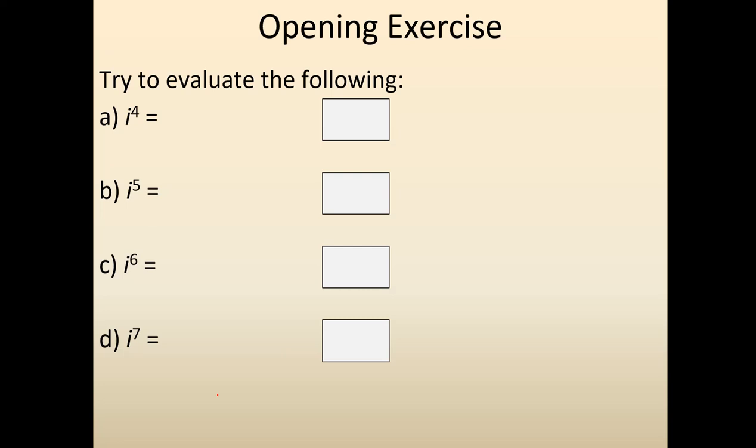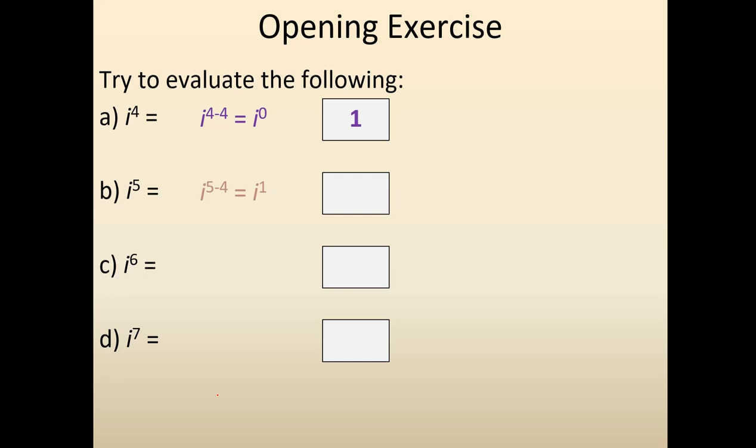So we get to this question, trying to evaluate these. So pause the video, work it yourself, and we'll go over it in a second. All right, so using that trick of subtracting 4 from each of the exponents, in this first case for part A, we get i to the 4th. Well, 4 minus 4 is 0. So if I look back at that table, i to the 0 is just 1.